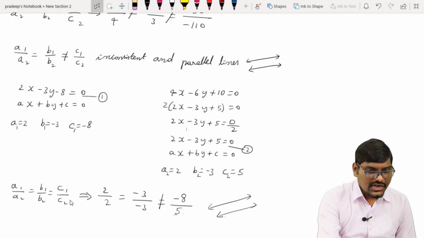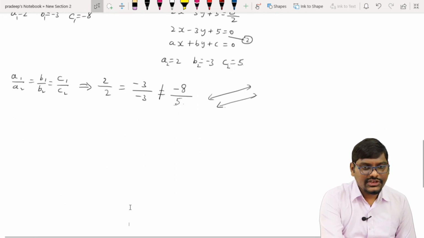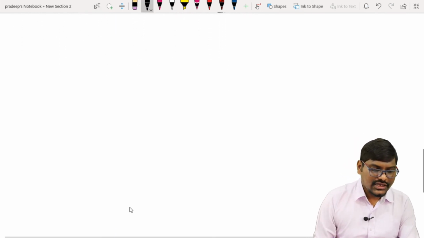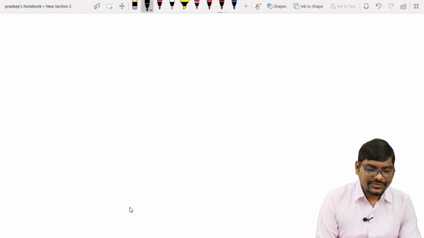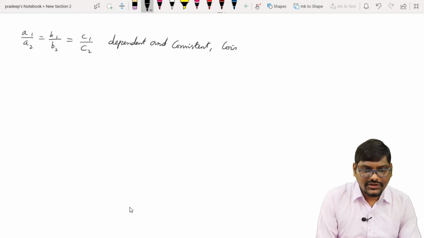So let's see the third form. Right, there are only 3 different types here. Already we have seen 2 types and we are seeing the third type now. Alright, so the third type is nothing but dependent. I write the form also, a1 by a2 equal to b1 by b2, equal to c1 by c2. So this sort of form we will say they are dependent and consistent. So we'll also say these lines are coincident.